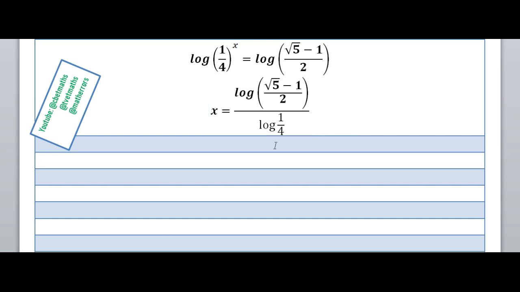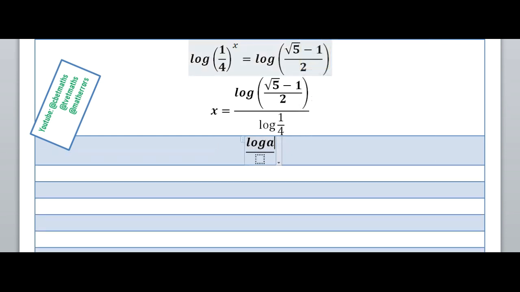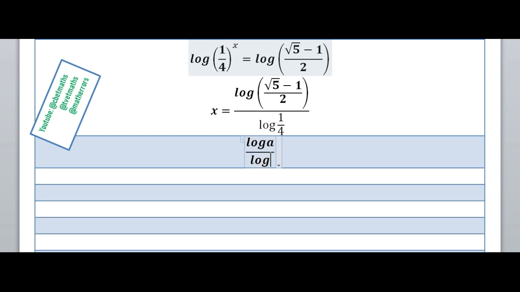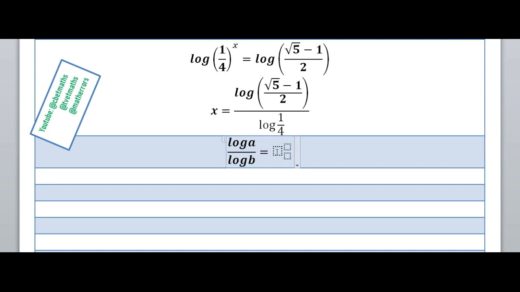Now there you use the rule. Remember, if you have log A over log B, that is the same as log A to base B.